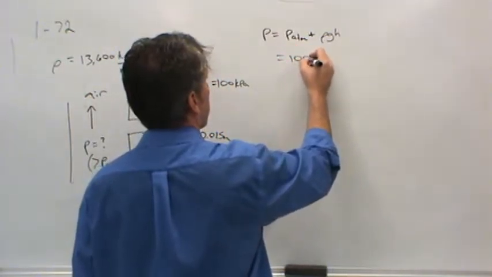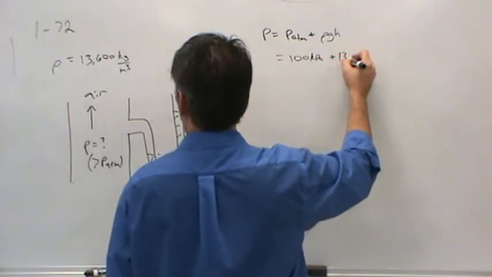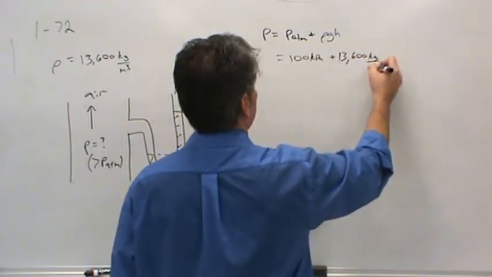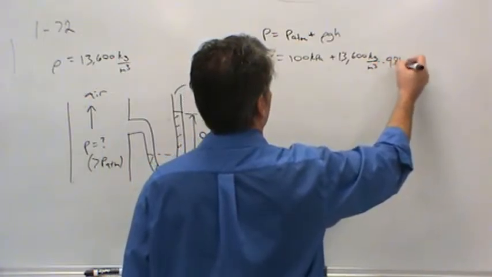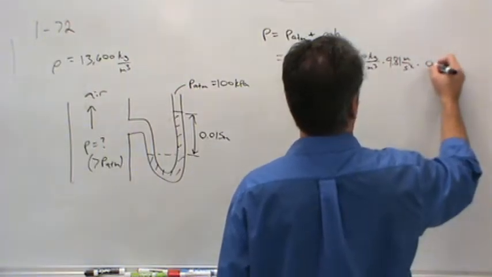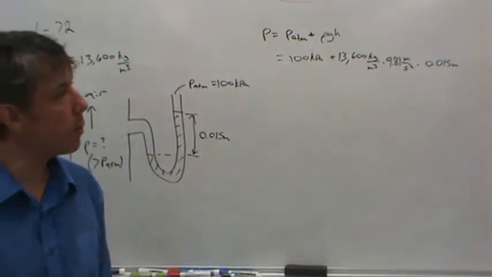And so 100 kilopascals plus 13,600 kilograms per cubic meter multiplied by 9.81 meters per second squared times the height, 0.015 meters, will give us the answer. We've got a small problem here, though.